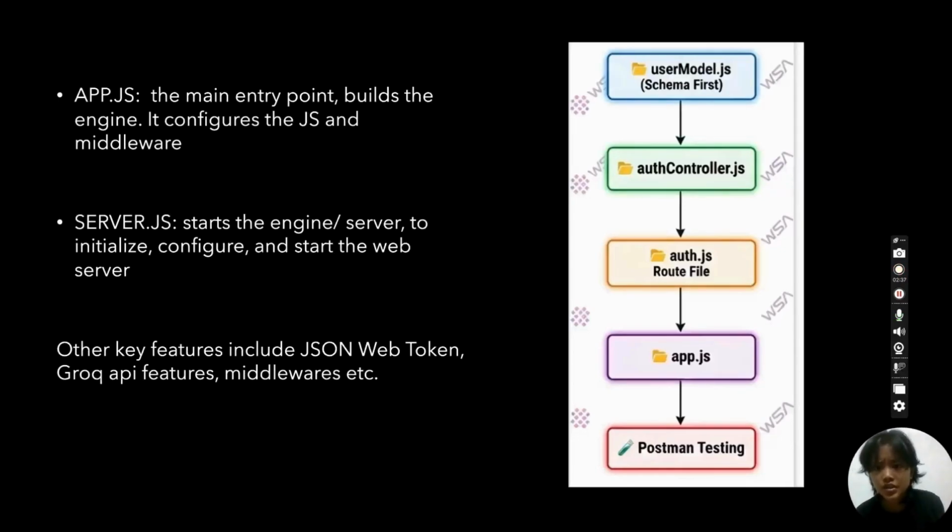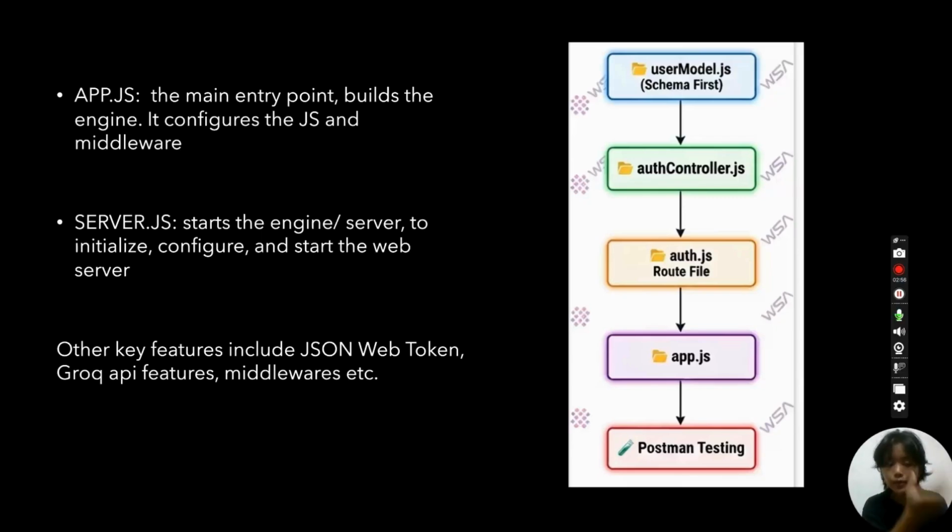As you can see in this picture, it's quite clear. First we have the schema, userModel.js, which is the JavaScript file. Then it moves along with authController.js, which is a controller file. Then it moves to the route file, and then to the app.js, and finally to the Postman testing, where we're actually putting it to the test, whether it is working or not.